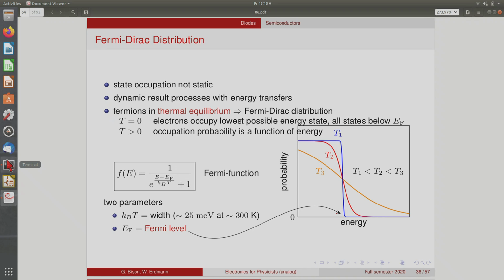Have people heard thermodynamics here? Okay, good.